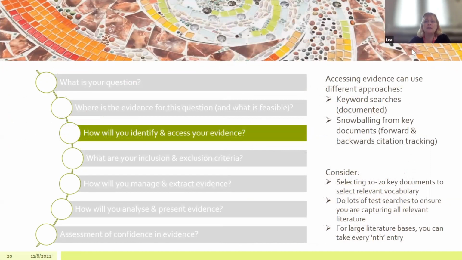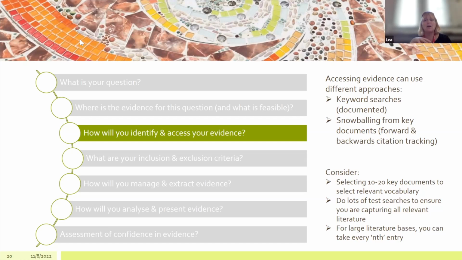So once you've identified where your evidence is, or where generally you're going to find it, you need to access that evidence. And some of the typical approaches are things like keyword searches, where you document your keyword search. You actually have to report retrospectively what your keyword searches were. Or it's also acceptable to do snowballing from key documents. So you either might use key known documents to help validate your keywords, or you actually just start from those documents if there's sort of a core policy report, for example, and look at the references and do forward and backward citation tracking. So you can use a snowballing approach, but it should be carefully justified.